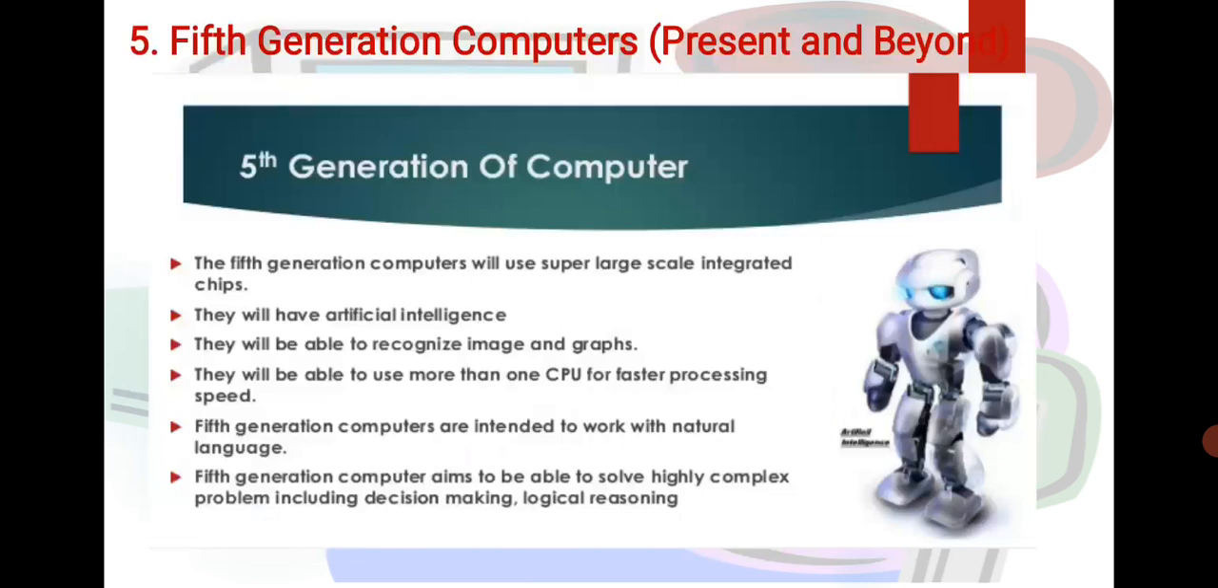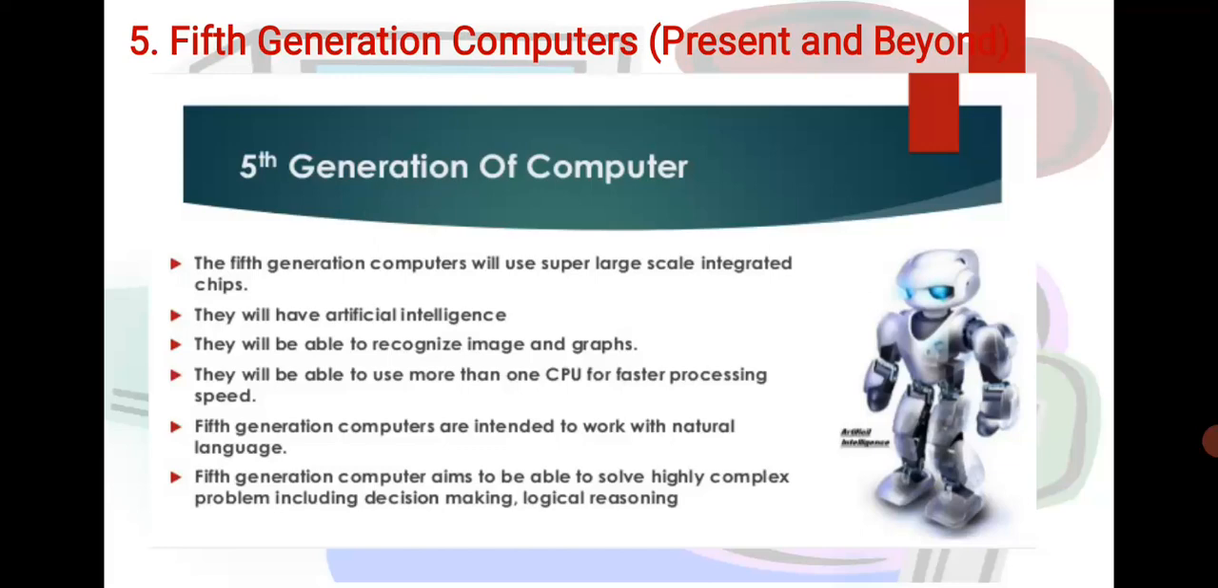Now children, our point of discussion is fifth generation computers, that is present and beyond. The fifth generation computers will use super large scale integrated chips. They will have artificial intelligence. They will be able to recognize image and graphs. They will be able to use more than one CPU for fastest processing speed. And other features of the fifth generation computers are intended to work with natural languages like English.